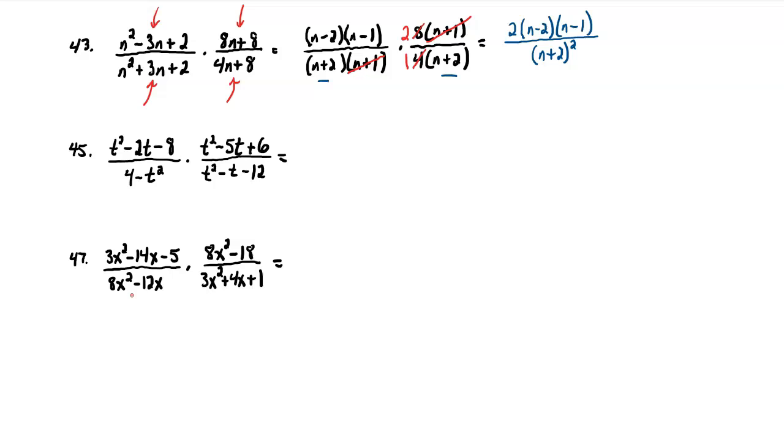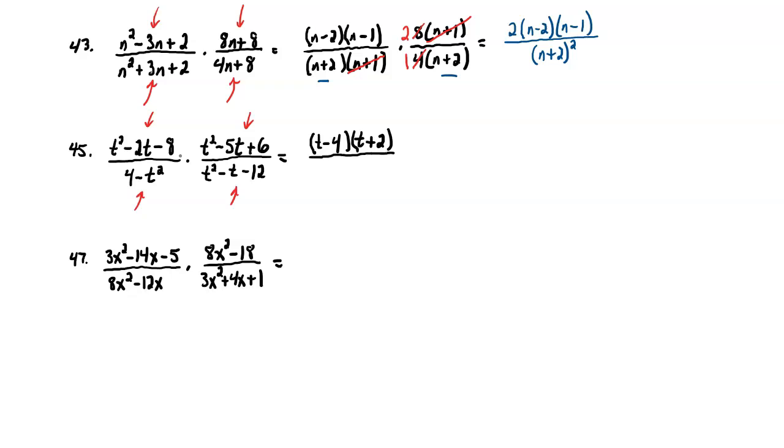Number 45. This trinomial will factor, this will factor, this will factor, and this will factor. We need to rewrite this problem in its factored form. Trinomials factor with two groups of parentheses. T times t is t squared. Negative 4 times positive 2 makes negative 8 and adds together to make negative 2.